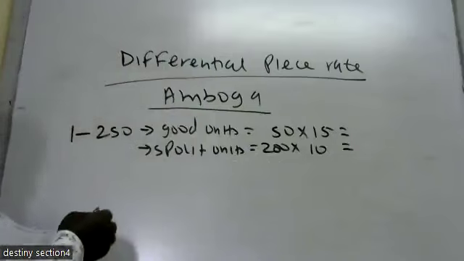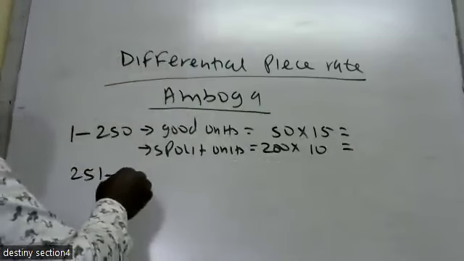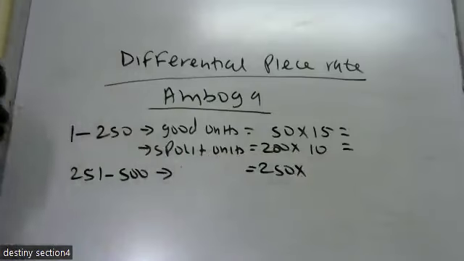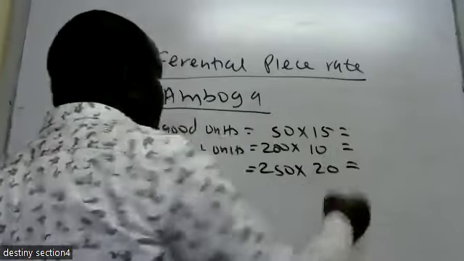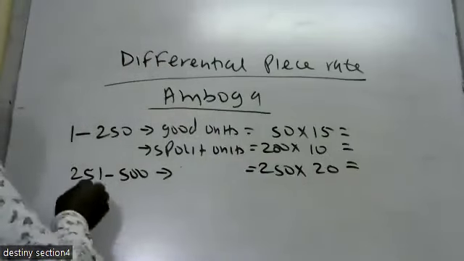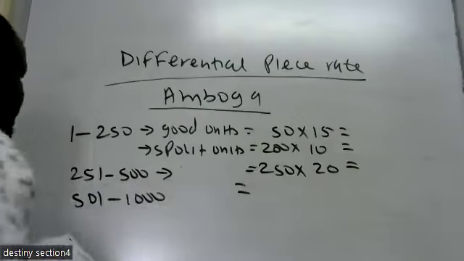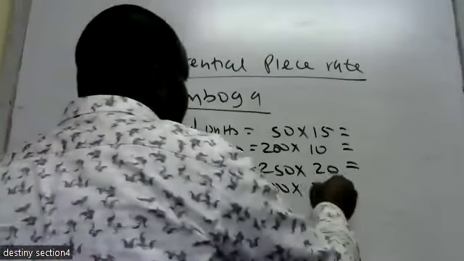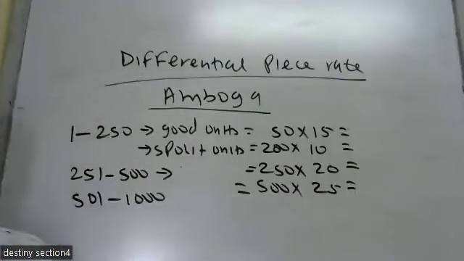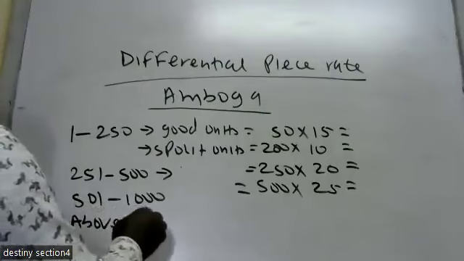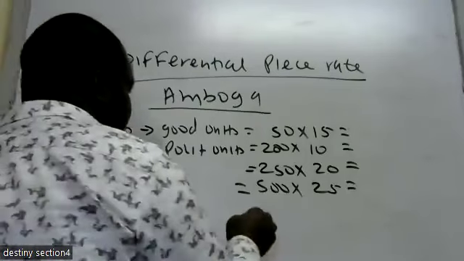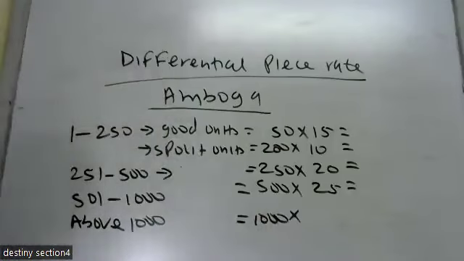Then the next one is the one of 251 to 500, which is also 250 units. So for that range, they pay 20 dirhams. Then from 501 to 1000, there are 500 units, which we multiply by 25. Then above 1000, the units are 2000, so above 1000 is also 1000 units.